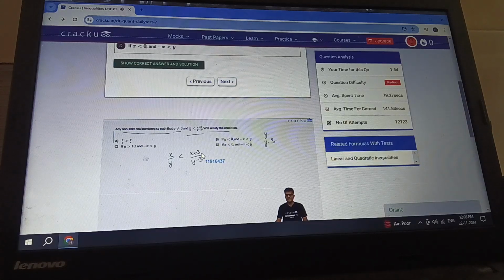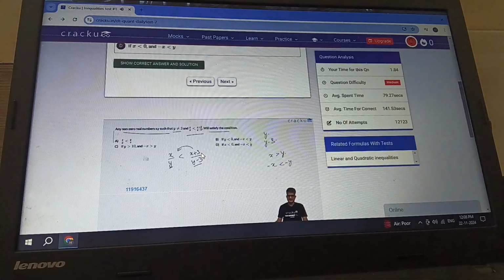So if you are multiplying both sides of the inequality with a negative number, the sign of the inequality will change. That is, if you're told that x is greater than y, if you multiply both sides with minus 1, minus x will be less than minus y. So here we don't know the sign of y and y minus 3, so we can't cross multiply. But what we can do is bring it to the other side of the inequality.